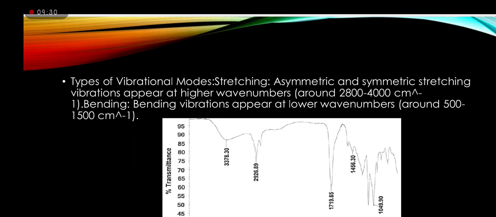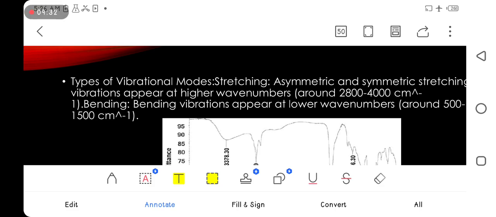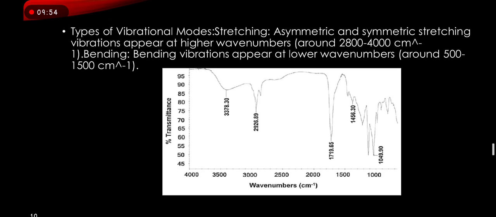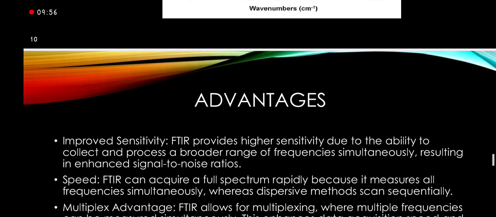The types of vibrational modes may be stretching, asymmetric and symmetric stretching. Stretching vibrations appear at high wave numbers around 2800 to 4000 reciprocal centimeters. Bending vibrations appear at lower wave numbers, about 500 to 1500 reciprocal centimeters.